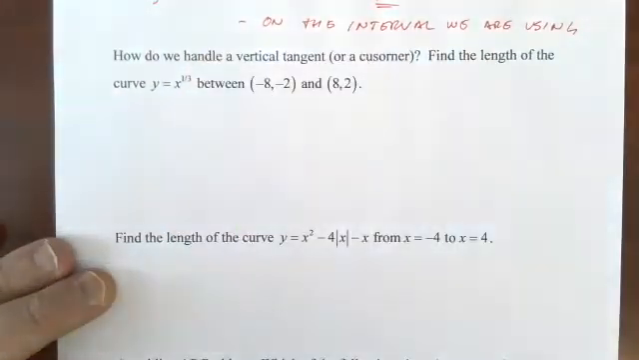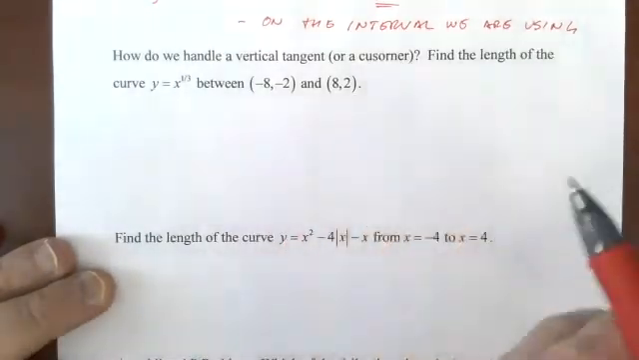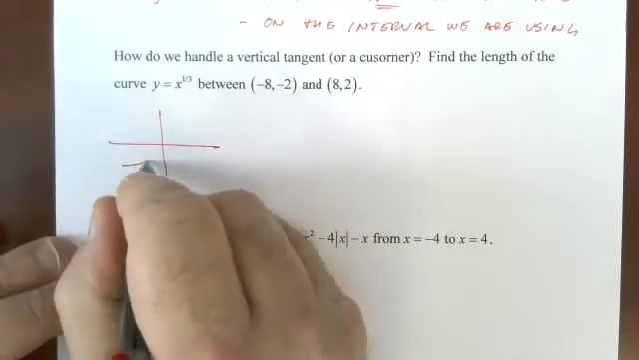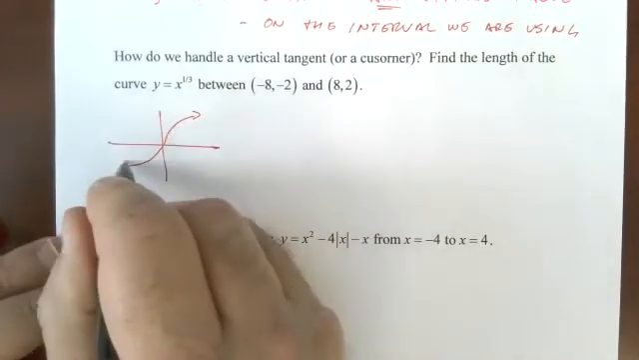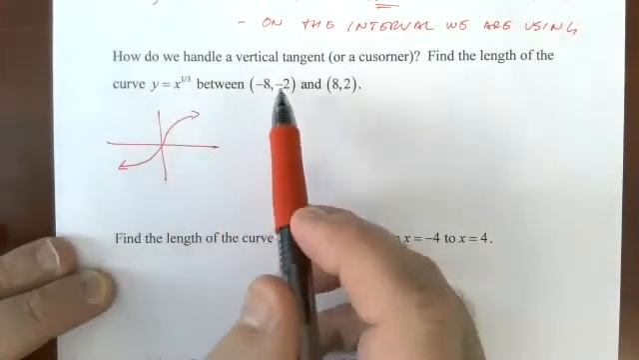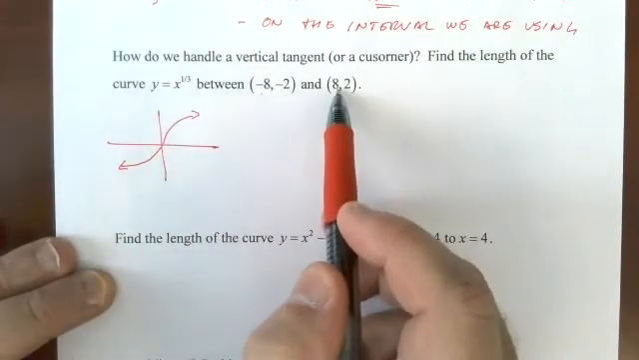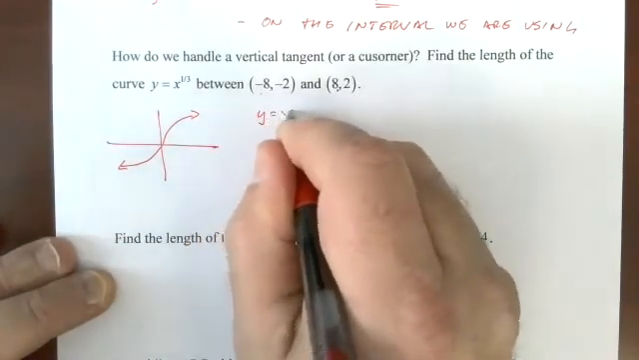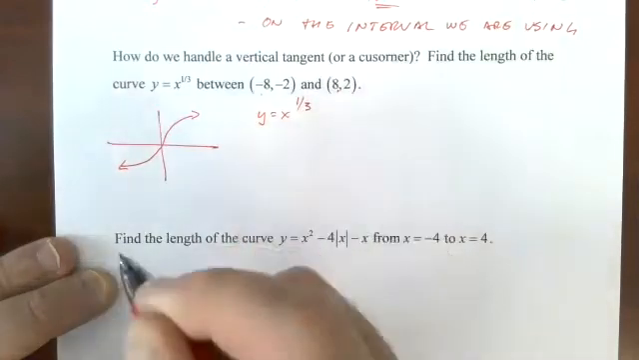So for example, a vertical tangent or cusp or corner, whatever. If you graph this, you'll see it does this, and that's a vertical tangent in the middle. So it wants to know what's going on from -8 to 8. And it's y equals x to the 3rd. So no problem. y equals x to the 1/3.